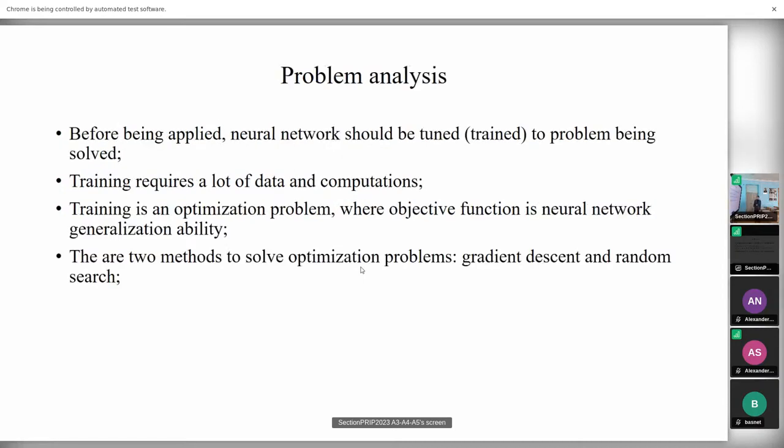Next slide. But there are some problems. Before being applied, neural networks should be tuned or trained for solving the applied problem. But training requires a lot of data and computations. Training is an optimization problem, which requires a lot of data and an objective function for optimizing. And the objective function is the neural network's generalization ability. There are two general methods for solving any optimization problem: gradient descent and random search. Everything okay? Okay, next slide, please.